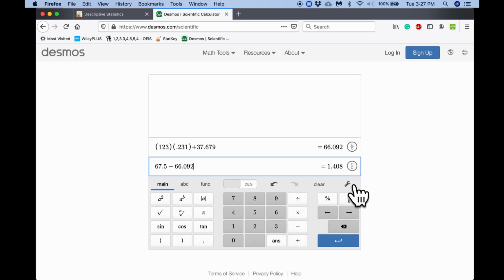So we're underestimating a little bit. We would have to take our estimated value or predicted value, and we'd have to tack on another 1.408 degrees to get up to what was actually observed that day.